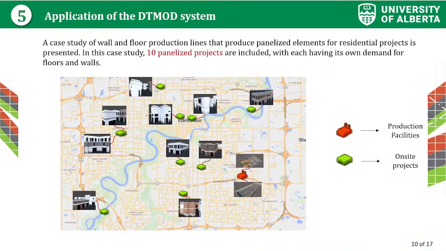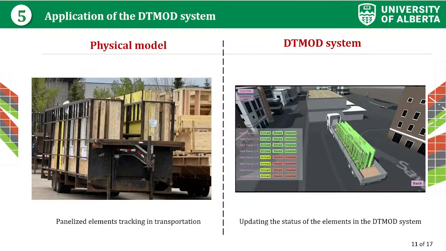To illustrate the DT mode system, we worked on a case study of wall and floor wooden panels, a production line that is sending these panels to 10 different projects. Each of these projects has its own demand of walls and floors. So on the left-hand side here, we see the physical environment, and on the right-hand side, we see the DT mode system.